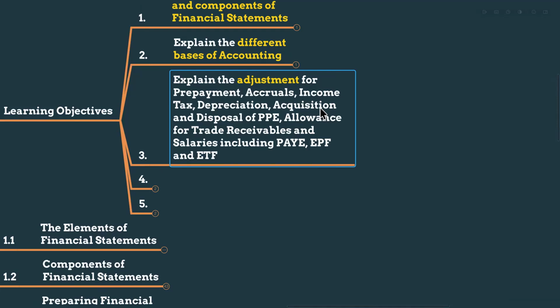Right, let's continue. Explain the adjustment for prepayment, accruals, income tax, depreciation, acquisition and disposal of PPE. Acquisition means purchasing of non-current assets. We call it purchase or acquisition. Disposal means selling. PPE means property, plant and equipment, right? We will learn about allowance for trade receivables and how we can calculate the salaries, including EPF contributions and ETF contributions. These are the technical terms, my dears. We will explore them in the chapters later.